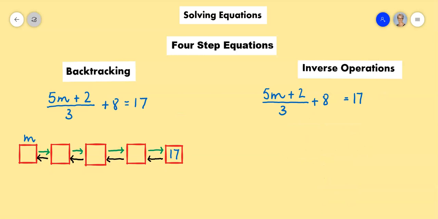Now let's look at this example. If we look closely at the equation, we can see that the first thing that we do to m in our equation is we multiply by 5.